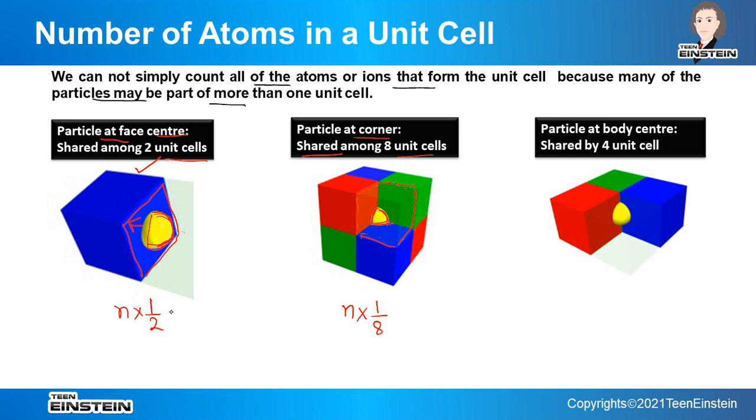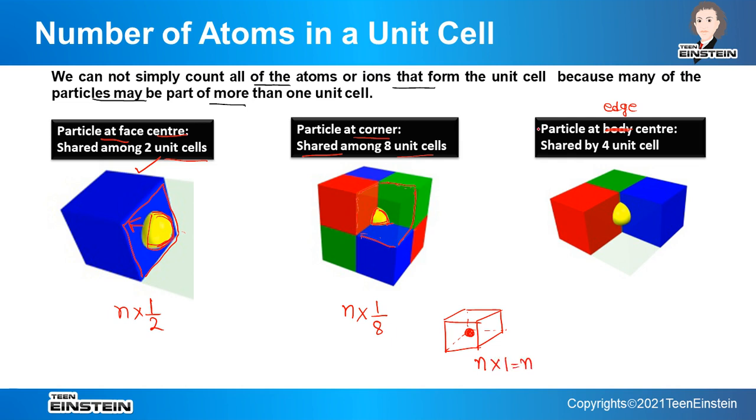Particle at the body center. Now, sorry, it is not body center, it is edge center, because the body center is actually the 4th possibility. Suppose we have this unit cell and in the body center there is one particle present. Now see, this is completely inside the unit cell, so its contribution will be full. So here it will be simply n multiplied by 1, that is n.